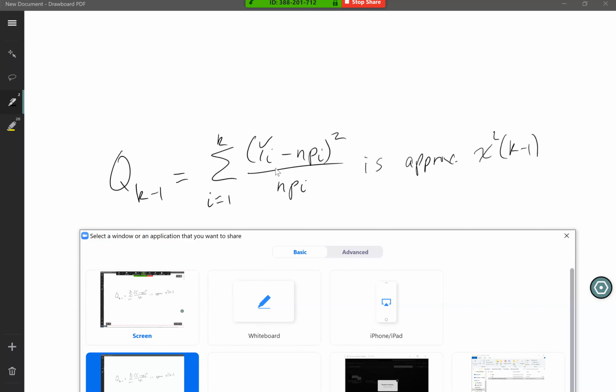Which is another reason why I mentioned in the video and in the book that you want to make sure that your NPI isn't very small, because you don't want to be dividing by a small number in your denominator here and making this fraction huge, even though you don't really mean it to.